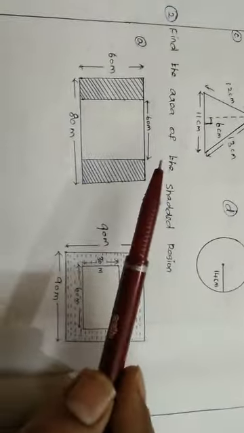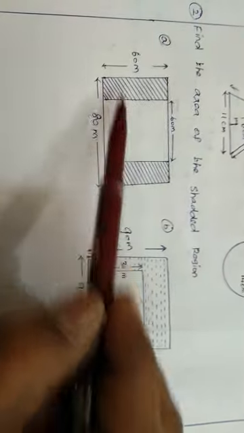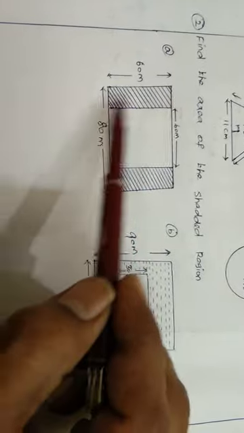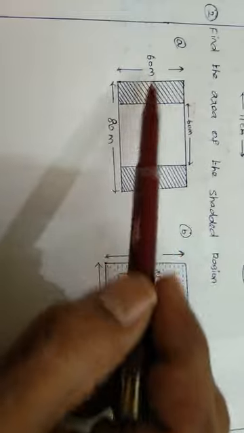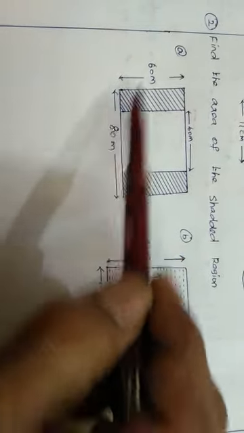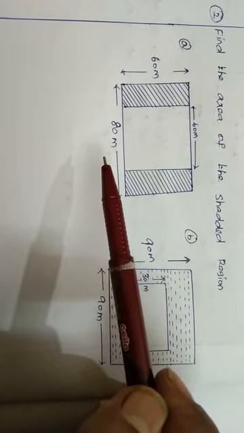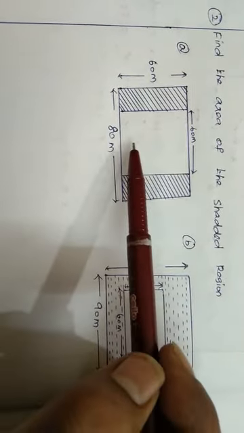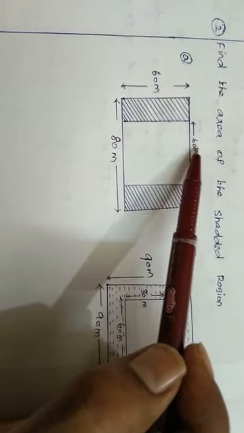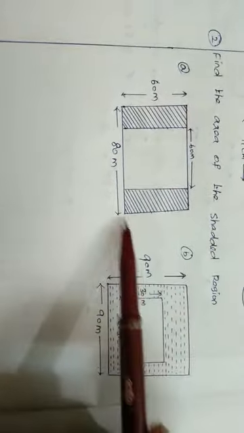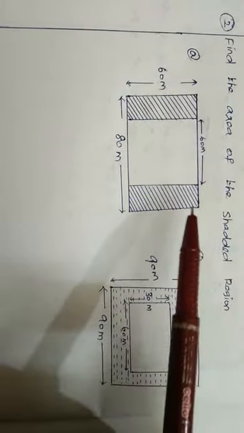Next, find the area of the shadowed region. Only this shadowed region we need to find. So that is the area of the rectangle, 80 and 60. Area of the rectangle using 80 and 60 minus area of the square, because here also this length is 60 meter, this length is 60 meter. So the area of the shadowed region is area of the rectangle minus area of the square.